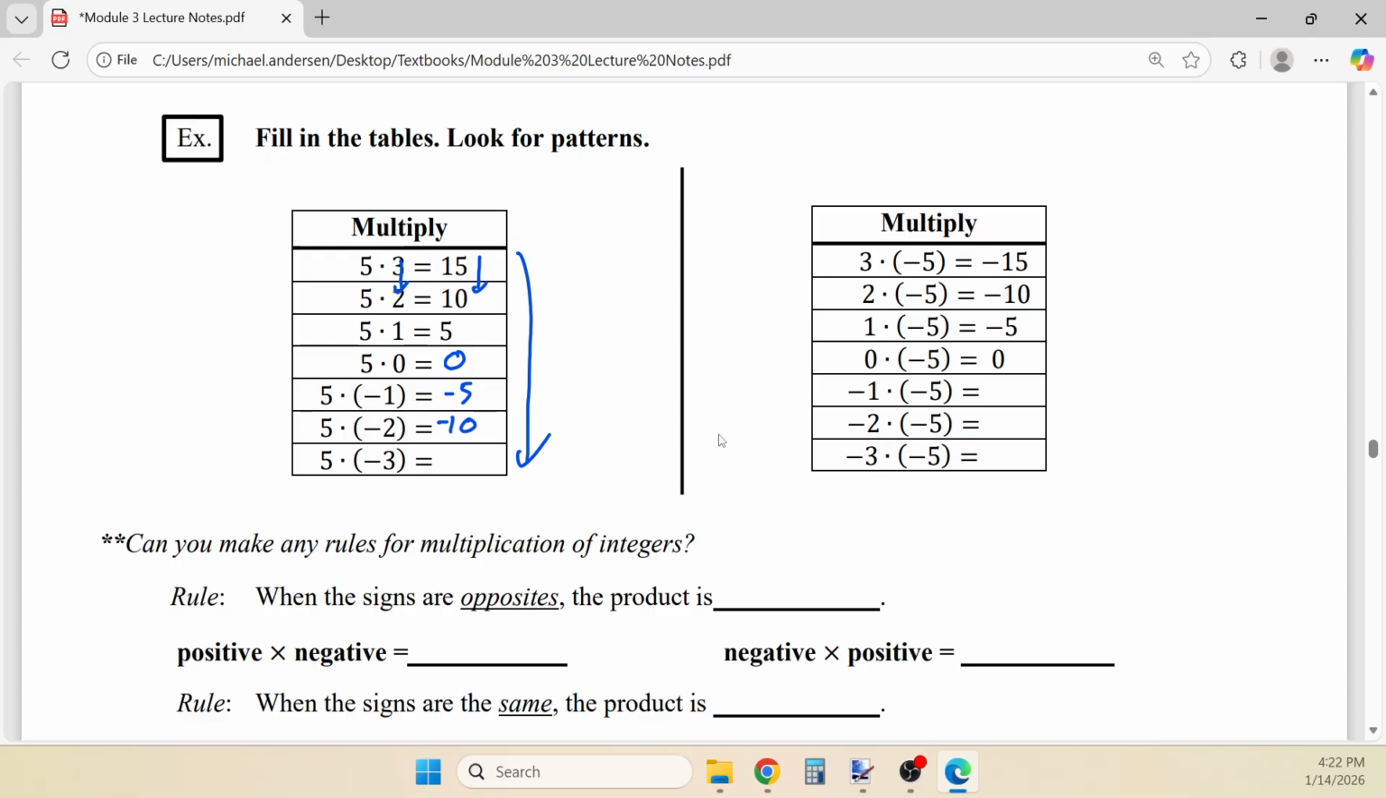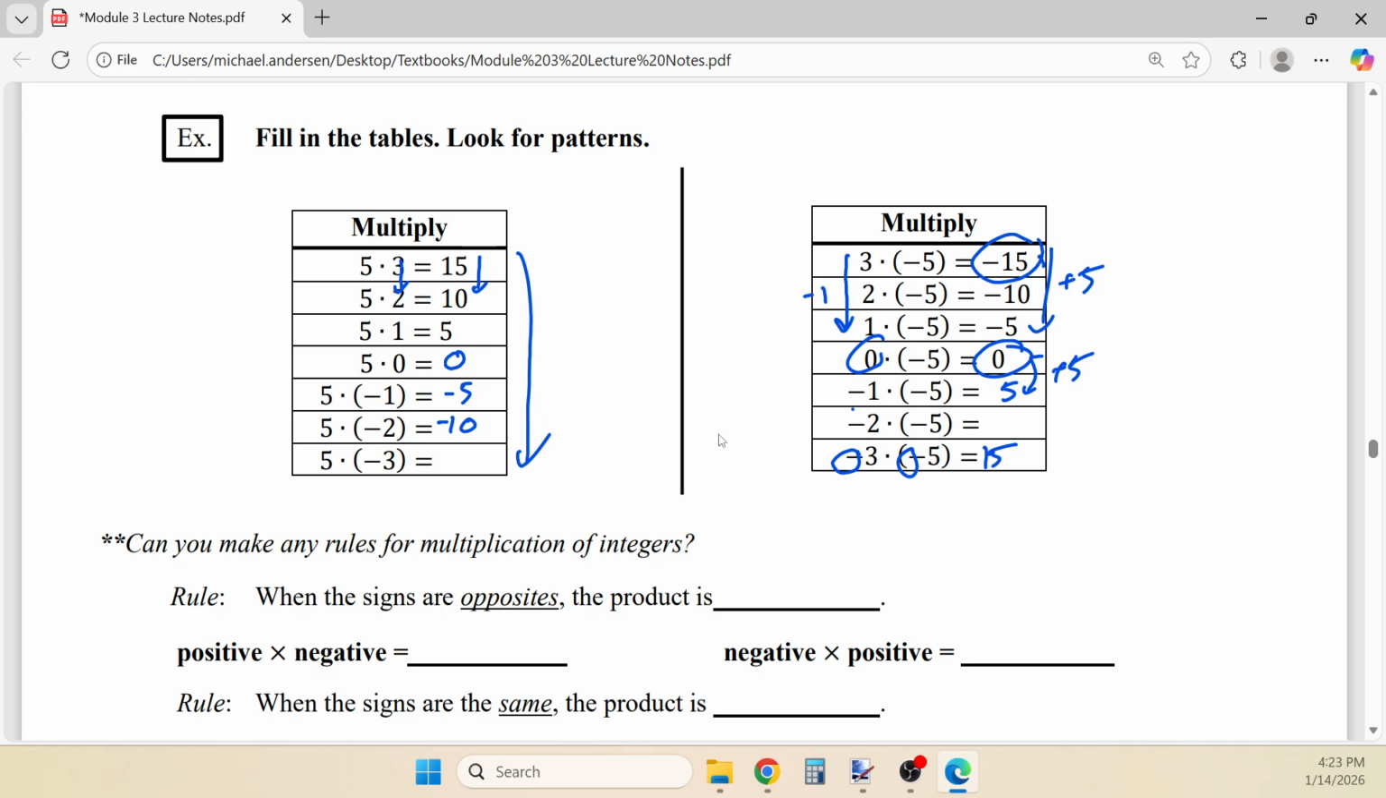Same thing over here. We have 3 negative 5s. That gives us negative 15. 0 times anything is 0. As we let this number go down by 1, this number is going up by 5. So negative 1 times negative 5 becomes positive 5, because it is 5 more than the 0 we started with. A negative times a negative is a positive number.